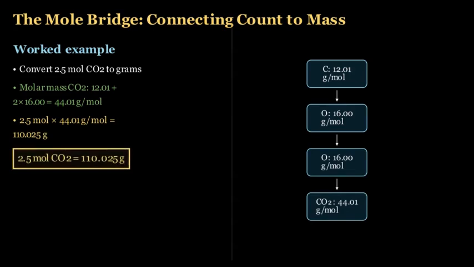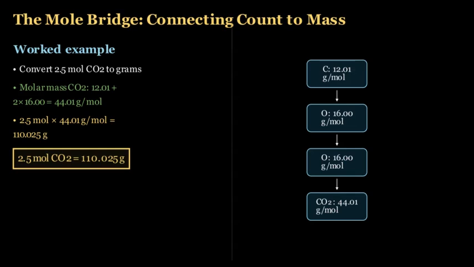That's our conversion factor. Now we multiply 2.5 moles times 44.01 grams per mole. The moles cancel, and we get 110.025 grams. So 2.5 moles of carbon dioxide weighs about 110 grams, something you could actually put on a balance.